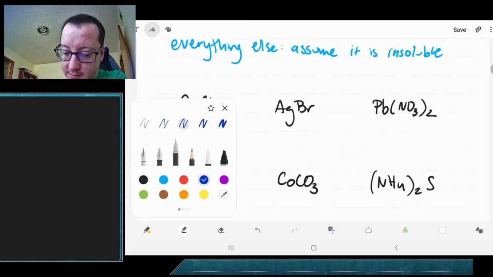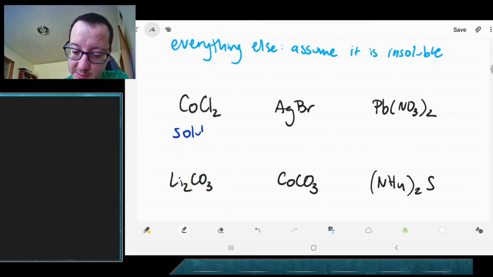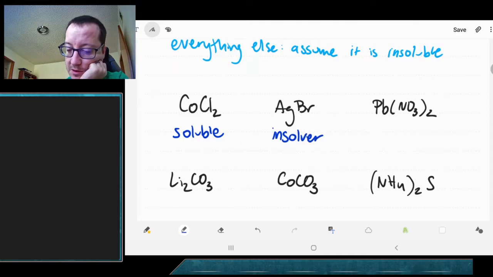But we should expect that cobalt 2 chloride should be soluble because it has those chloride ions on there. So remember, chlorides will be soluble unless they are one of those 3 exceptions. Speaking of those 3 exceptions, we would expect the silver bromide to be insoluble because halides of silver are exceptions to that. So anytime you see silver with one of the halides, the group 7 ions, those are going to be insoluble.